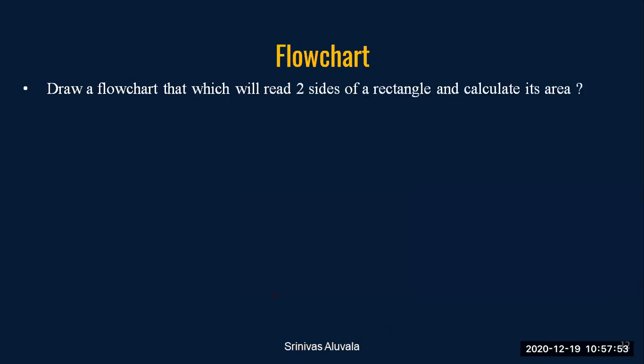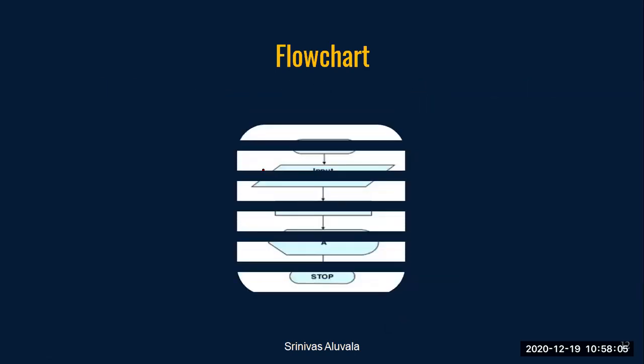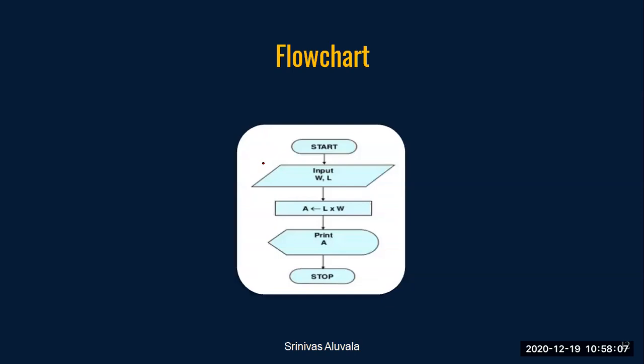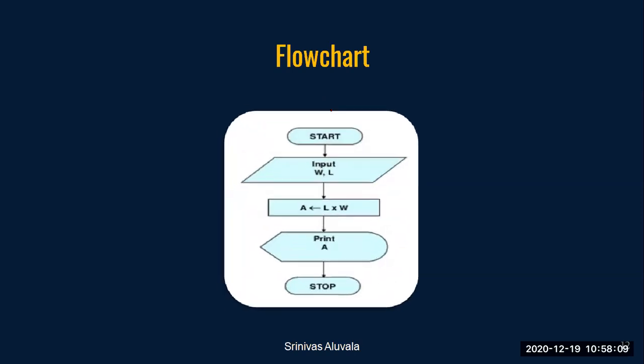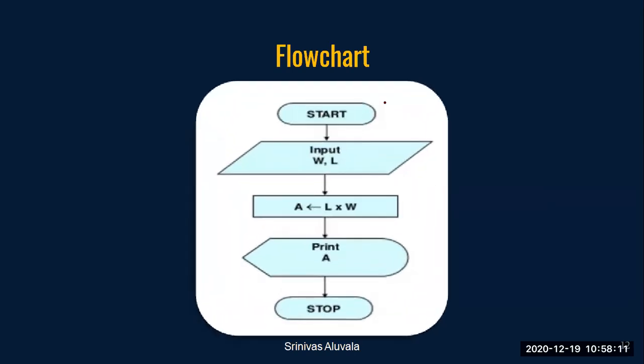Okay, then let's move ahead. Draw a flowchart that will read two sides of a rectangle and calculate its area. The same example of our algorithm is taken over here. So let's see what the flowchart is going to be. And this is the flowchart. Start. What all do I need? I need to start. The first step of my algorithm is start. The same thing is represented using a picture.